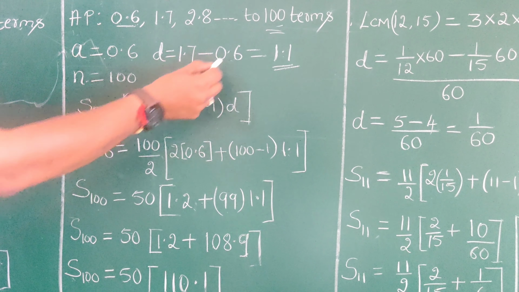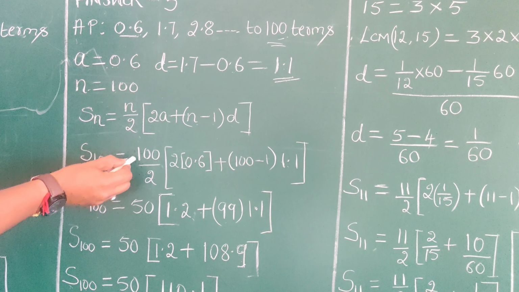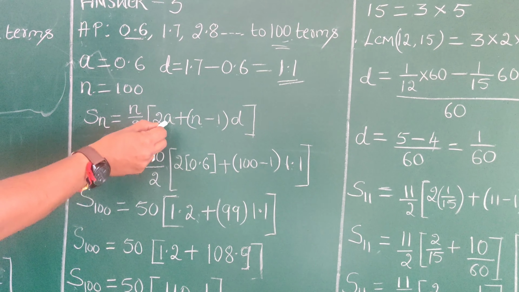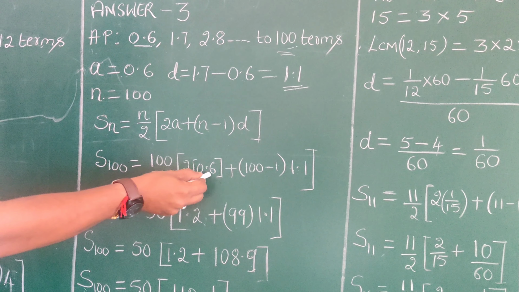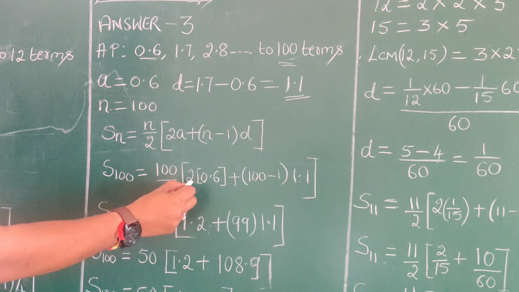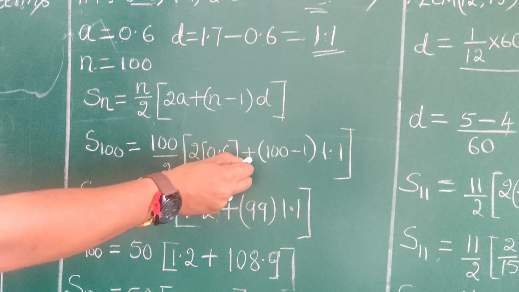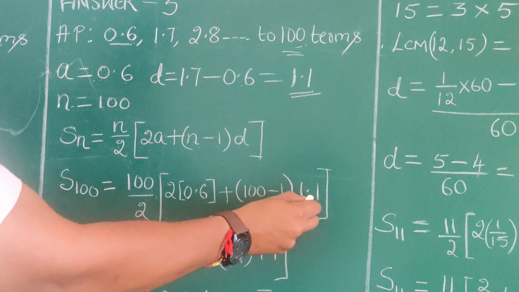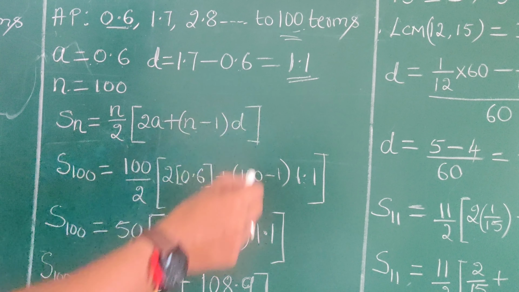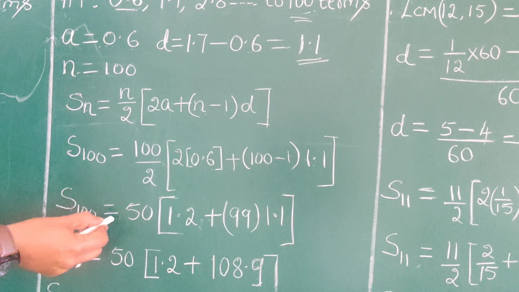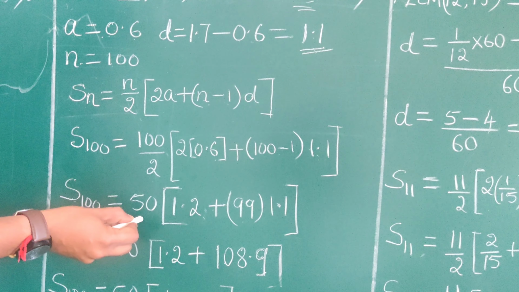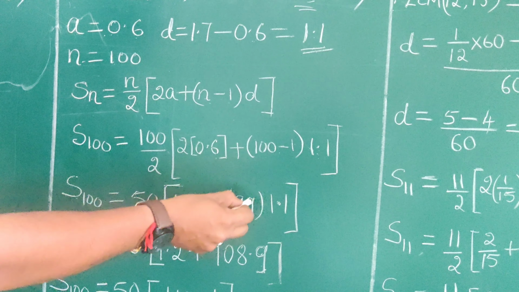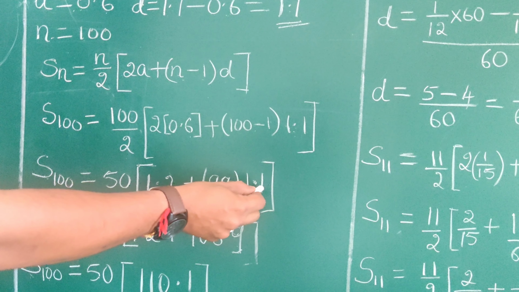S100 is the sum of 100 terms. Therefore, S100 is equal to 100 by 2 into 0.6. Why? It's a value. a is nothing but 0.6. Therefore, in place of 2a, you have written 2 into 0.6 plus n minus 1. n is 100. Therefore, 100 minus 1 into 1.1. 1.1 is nothing but the value of d. In the second step, S100 is equal to 100 by 2 is 50 into 2 into 0.6 is 1.2 plus 100 minus 1, 99 into 1.1.